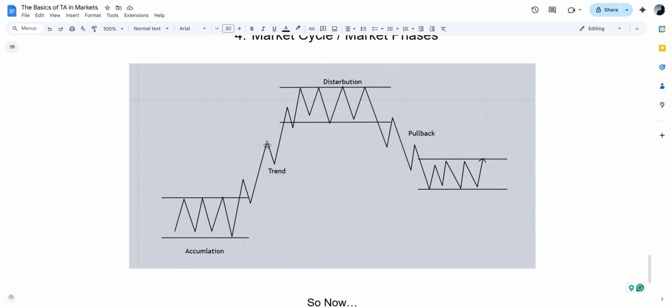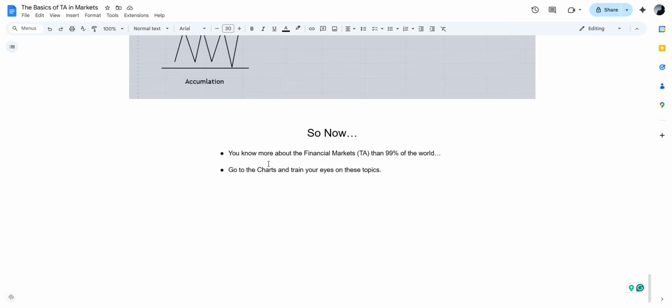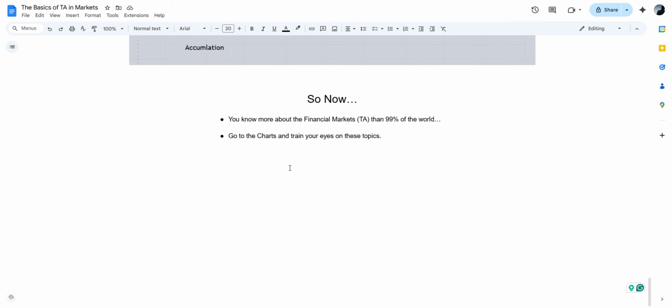In an uptrend market, these cycles keep on repeating themselves, and in bearish markets, it's the complete opposite of that. So if you just understand this, now you know more about financial markets, especially technical analysis, than 99% of the world. And the only thing you can do to make your skills better is to just go on the charts, go on TradingView, and train your eyes on these topics.